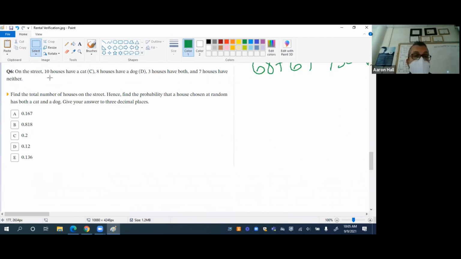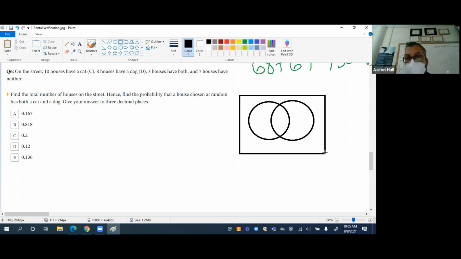On the street, 10 houses have a cat, 8 houses have a dog, 3 houses have both, and 7 houses have neither. What tool comes to mind here? It uses both, yeah, we have an intersection. Because we have an intersection, it would be really helpful to have a Venn diagram so that we can wrap our heads around these. What are my different groups? Cats and dogs. Neither is a group, but we don't need a circle for it.